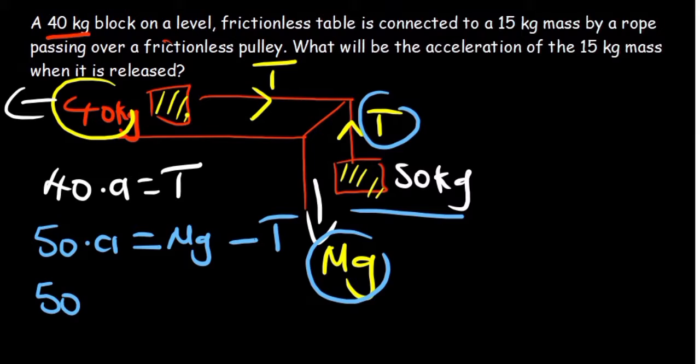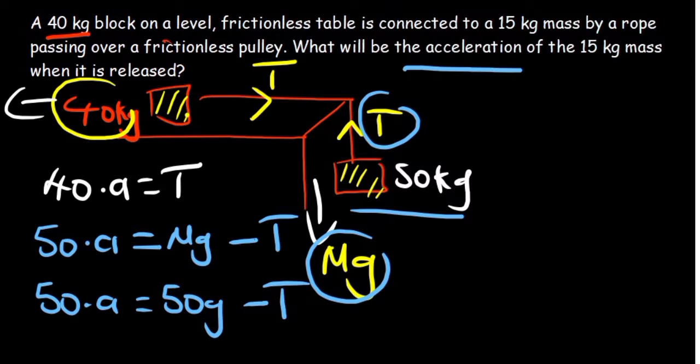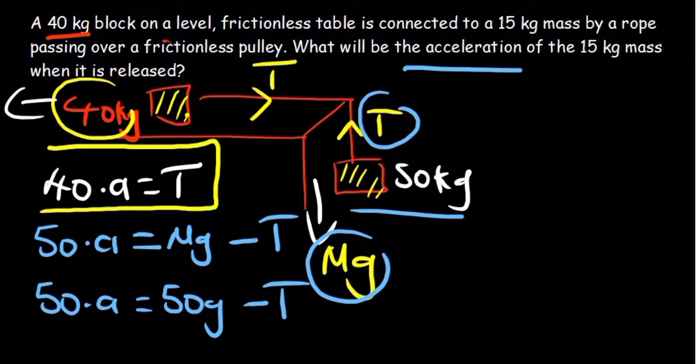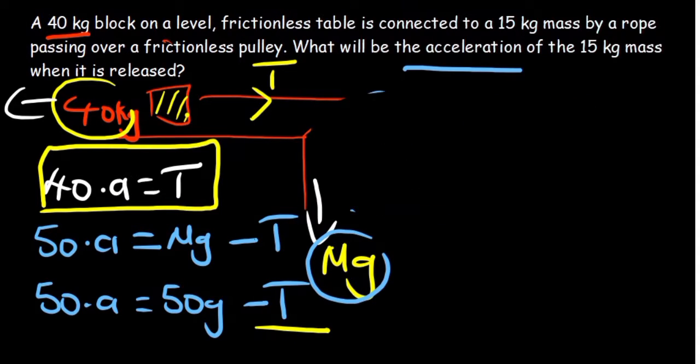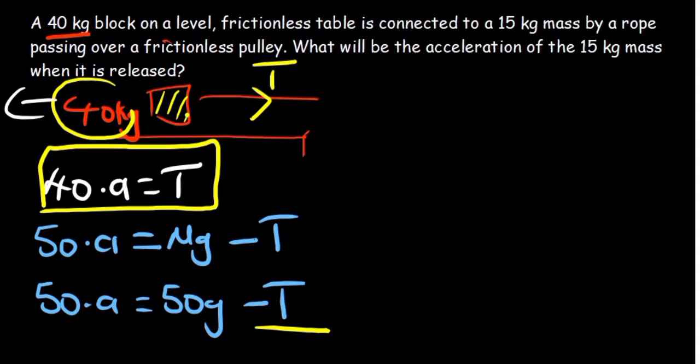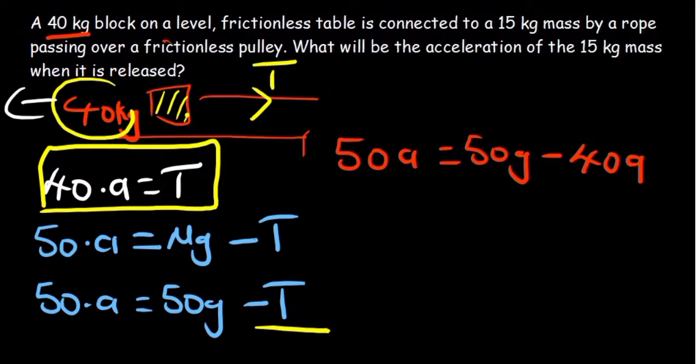If you plug in, we know its mass is 50, so 50a equals 50g minus T. What is our goal? Our goal is to find the acceleration. We can get the tension from the first equation, which is 40a, and plug it in. So we have 50a equal to 50g minus our tension, which we are saying is 40a, coming from that equation.